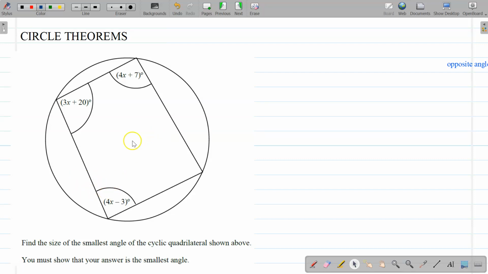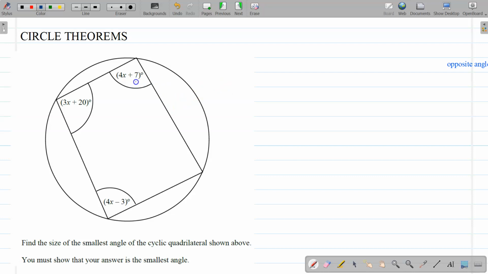Now, with these sorts of questions, just be aware the diagrams are rarely drawn to scale, and that can be very confusing. You'll see some examples of that during this video. So let's start with this question. We have a cyclic quadrilateral here. That's a quadrilateral where all 4 vertices touch the circumference of the circle.